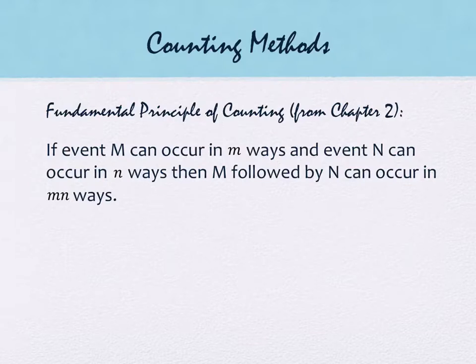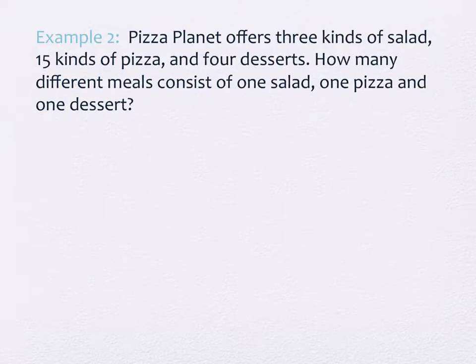A real quick example of that is Pizza Planet, which is from Toy Story. Pizza Planet offers 3 kinds of salad, 15 kinds of pizza, and 4 desserts. How many different meals consist of 1 salad, 1 pizza, 1 dessert? You've seen these kinds of deals before, like Chili's does this, where you get an appetizer, an entree, and a dessert, or a drink, or whatever. This happens quite frequently.